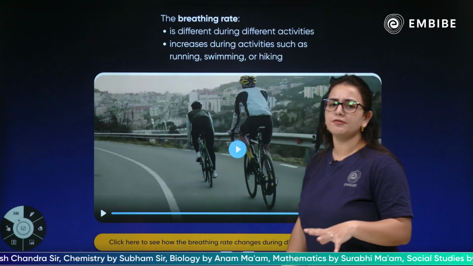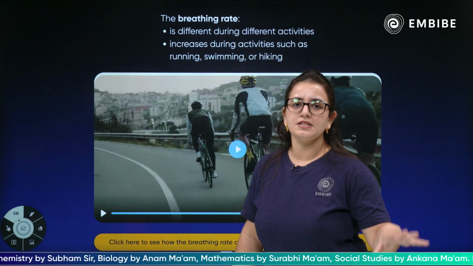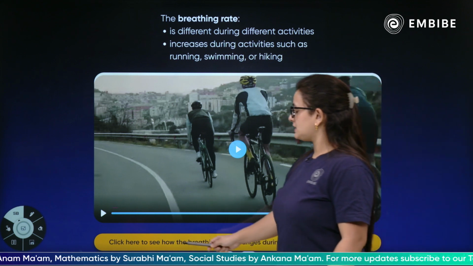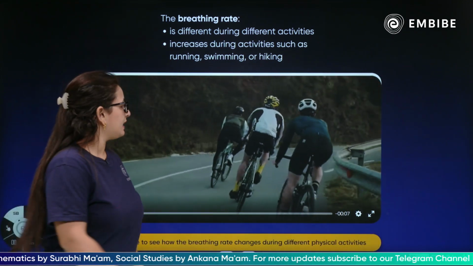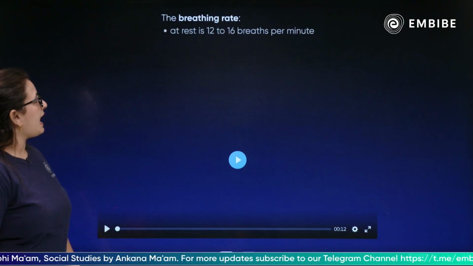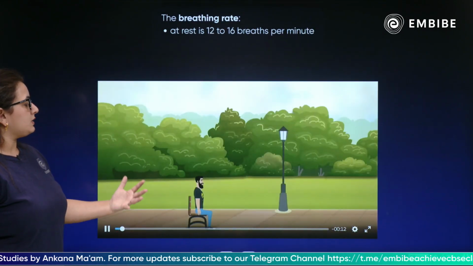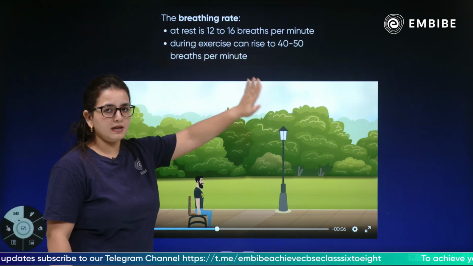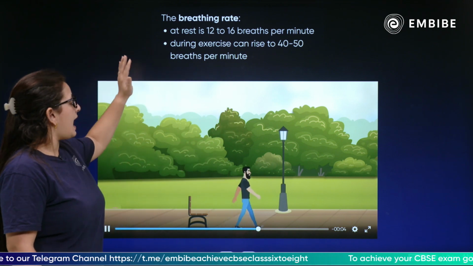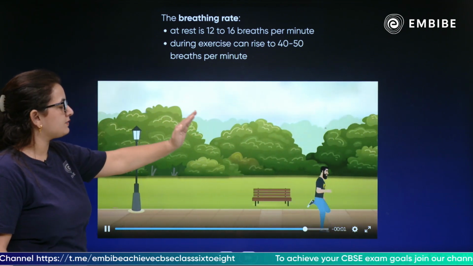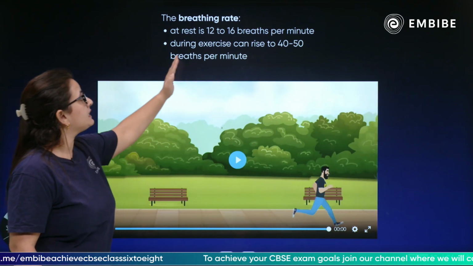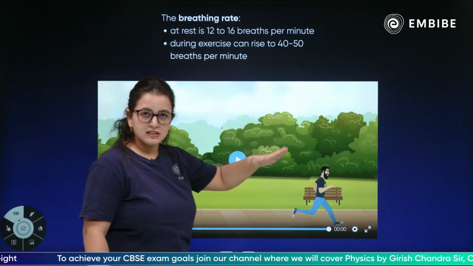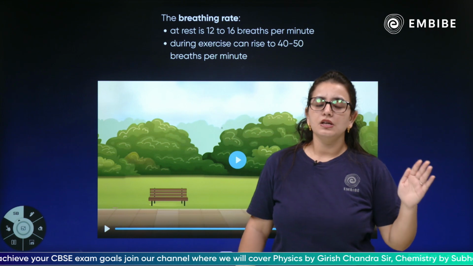So breathing rate will definitely differ from activity to activity. It is not fixed. As you can see, children, during any physical activity such as cycling, the breathing rate will differ. Talking about the different breathing patterns, the breathing rate at rest is 12 to 16 breaths per minute. But as we exercise, as we start walking, as we start running, the breathing rate can be 40 to 50 breaths per minute. Children, it will vary that much.